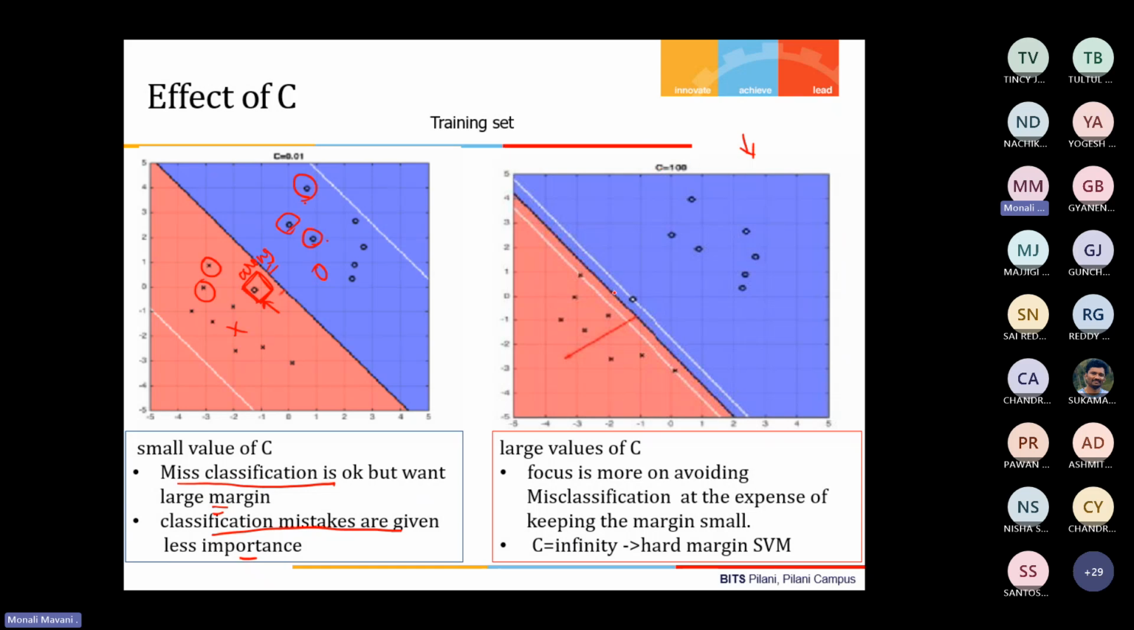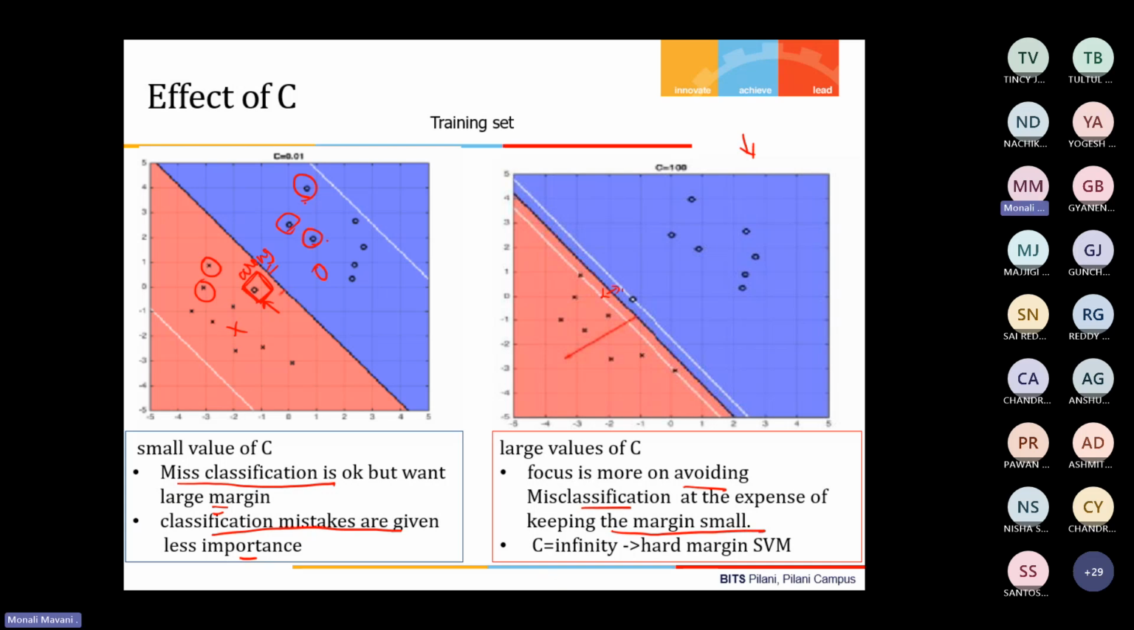In the other diagram, you see the margin is very narrow. Do you see any points within the margin on the right hand side? We don't have any points here. That means we are identifying a margin such that no misclassification is allowed. So in this case, we are avoiding misclassification at the expense of keeping the margin small.